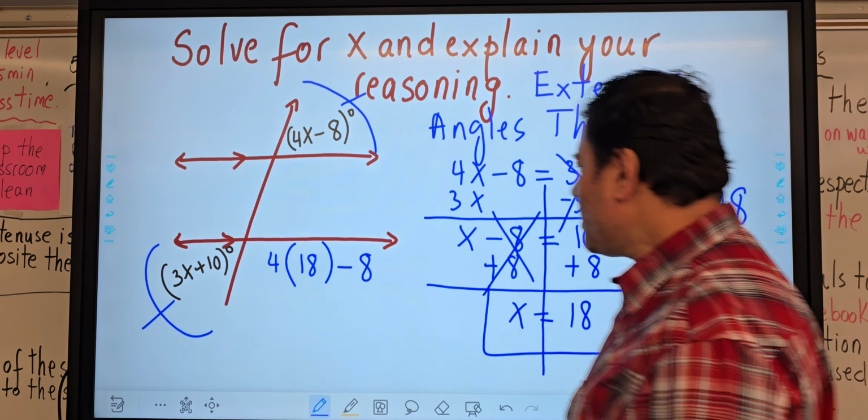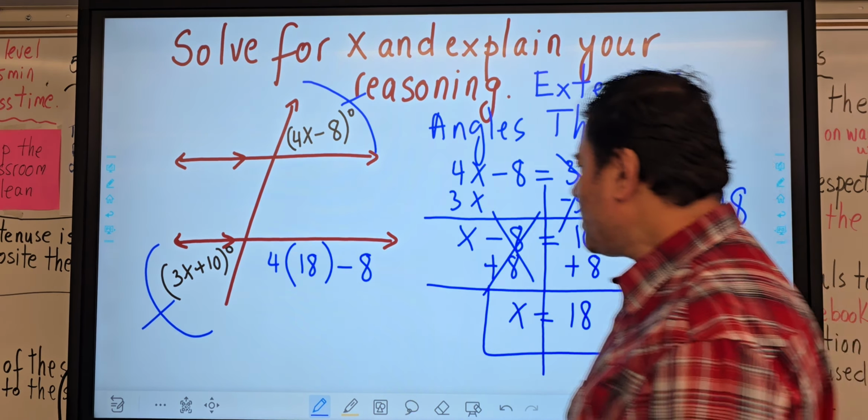72 minus 8. Remember, we need to borrow from the 7. Make 7 a 6. Make this a 12. 12 minus 8 becomes 4. And 6 comes down. So the answer is 64 degrees. So this angle is 64 degrees, and we also know that the other angle is going to be 64. The same thing, if we multiply 3 times 18 plus 10, we should get 64 degrees.